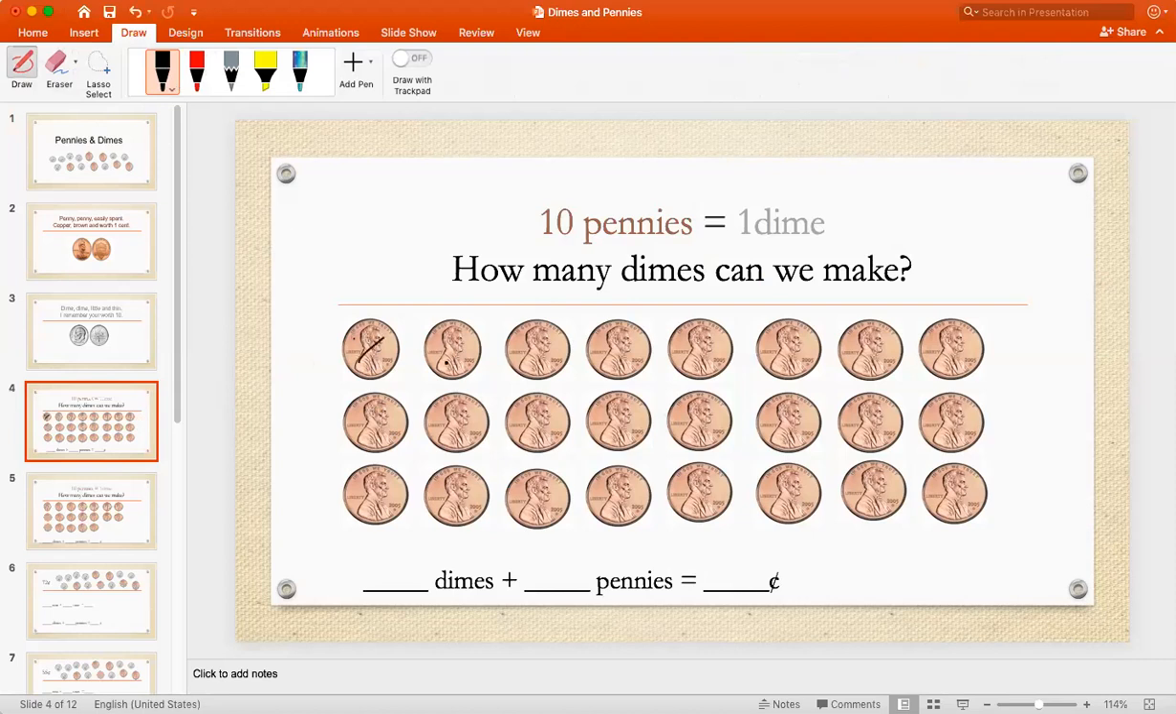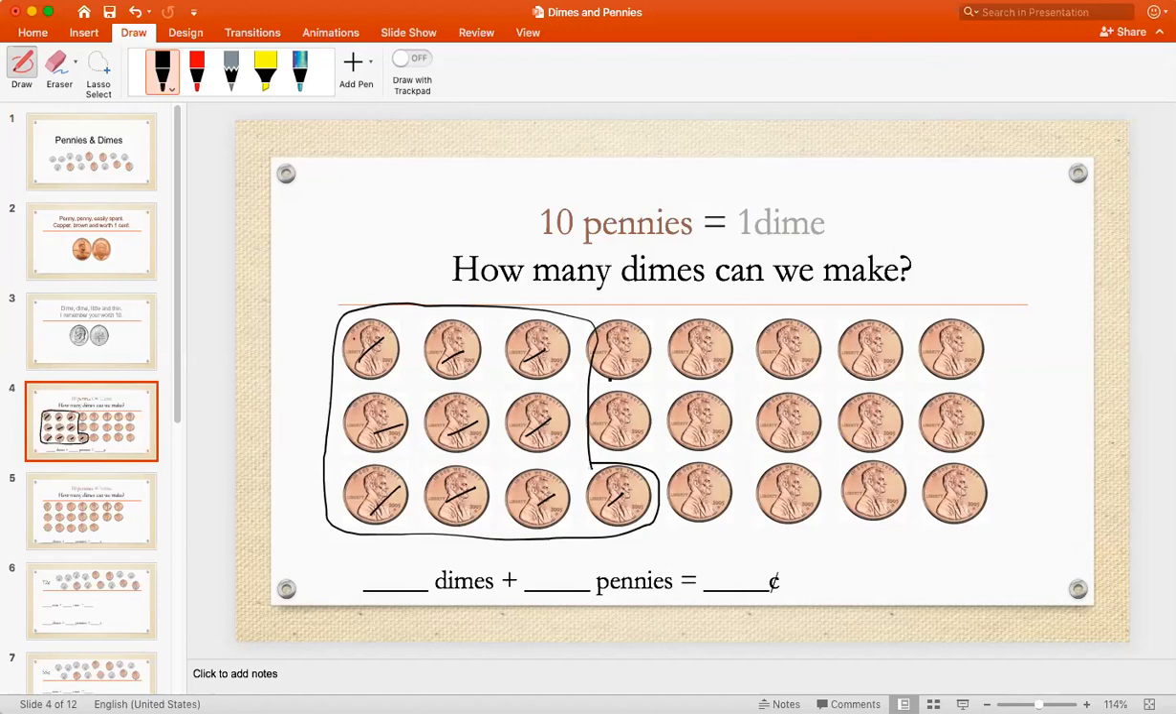Ready? 1, 2, 3, 4, 5, 6, 7, 8, 9, 10. So that's one group of 10. Or for this purpose, we can say 1 dime. Okay, let's see if we can make another. 1, 2, 3, 4, 5, 6, 7, 8, 9, 10. Okay, circle that group of 10, and we can also call that another dime.